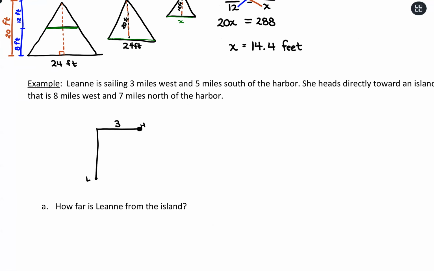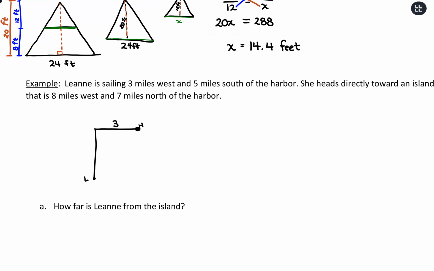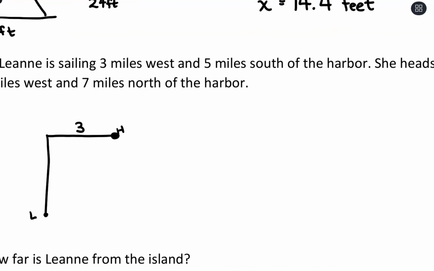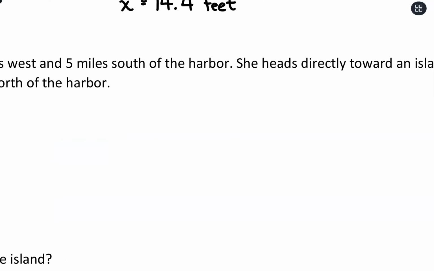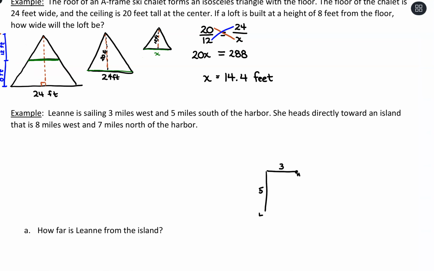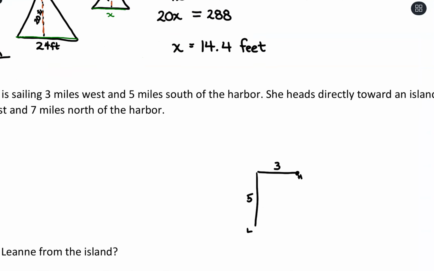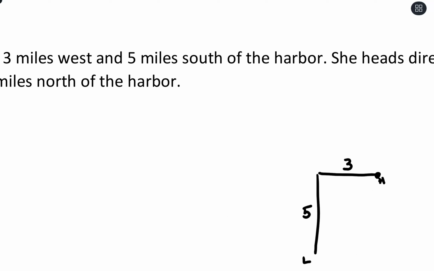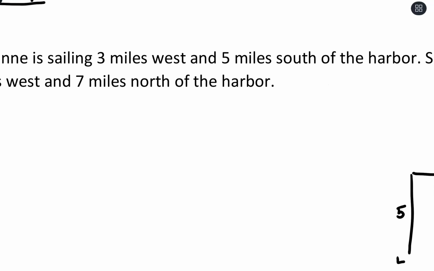She heads directly towards an island that is 8 miles west and 7 miles north of the harbor. Yep, here's where my picture is flawed, but we'll make it. Let's try it again. Okay. The harbor. 3 miles, 5 miles. Here's the harbor. Here's Leanne. And then the island is 8 miles west and 7 miles north of the harbor. So we're going to go over and up.